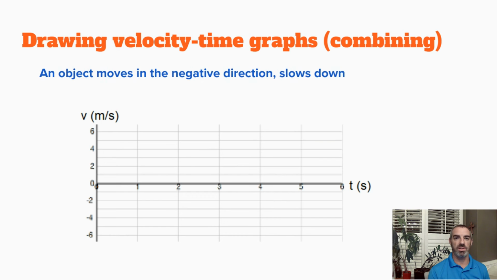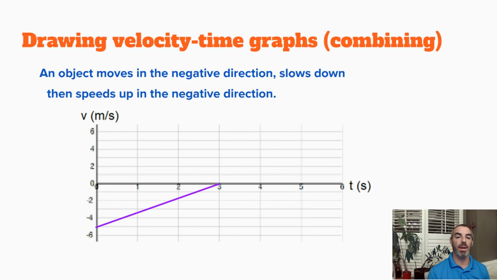So let's look at a second one. An object moves in the negative direction and slows down. Well, negative direction, I know it has to be drawn below. Slowing down means it has to get closer to zero. So I'm going to draw it so that for the first 3 seconds, it starts at -5 and gets closer to zero. Yes, that means slowing down because it gets closer to zero, and it means negative direction because it's drawn below. So then we're going to show it speeding up in the negative direction. So still drawn below the time axis because it's the negative direction, and speeding up now because it's getting further and further from zero.